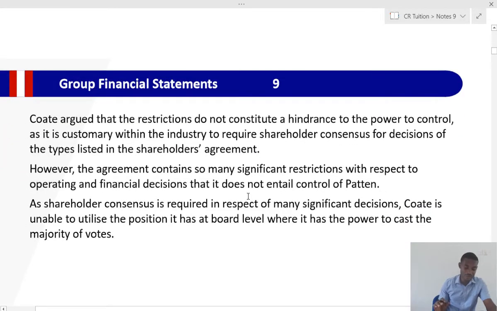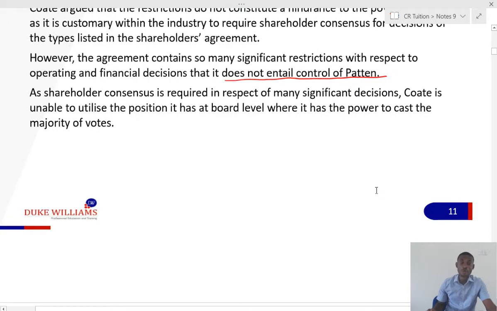Court argued that the restrictions do not constitute a hindrance to the power to control, as it is customary within the industry to require shareholder consensus. However, the agreement contains so many significant restrictions with respect to operating and financial decisions that it does not entail control of Parton. A shareholder consensus is required in respect of these significant decisions, and by that, it means that Court might not be able to exercise its power.